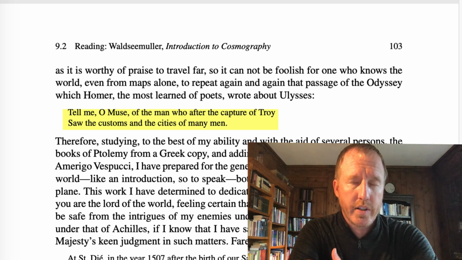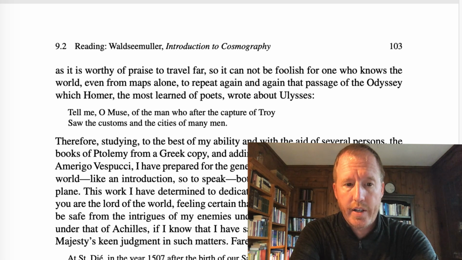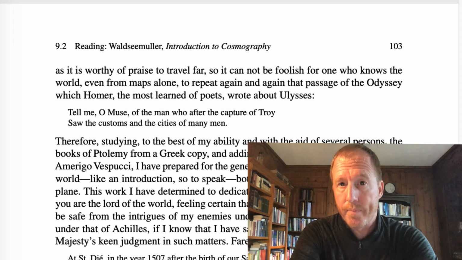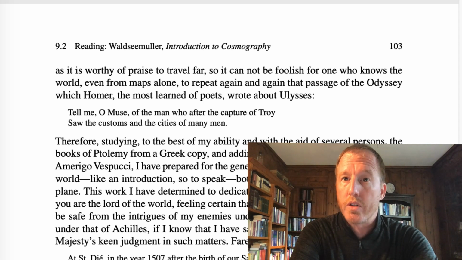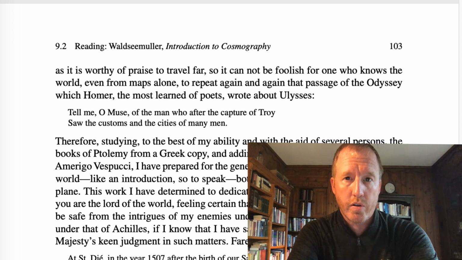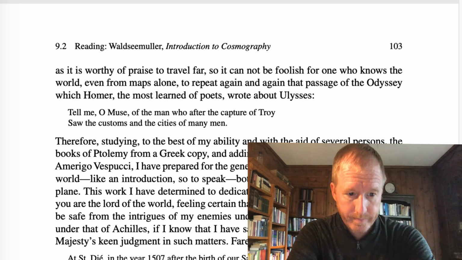After giving this introduction, he goes on to mention what influences Waldseemueller himself had. He says he was strongly influenced by the work of Ptolemy from a Greek copy. Remember, when we studied Ptolemy, his Almagest was a book of astronomy, so he was presumably influenced by the Almagest, but also by Ptolemy's Cosmography, another book on map making. There are a lot of similarities between what Waldseemueller is doing here and what Ptolemy had done in using astronomy to inform his map making.